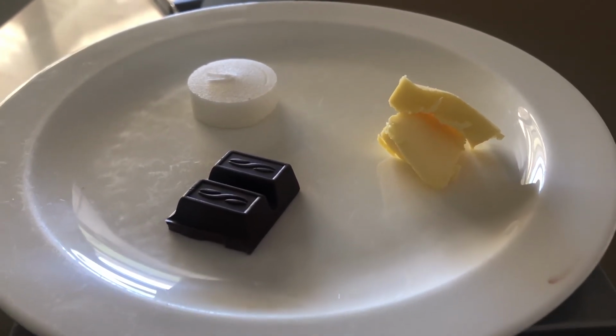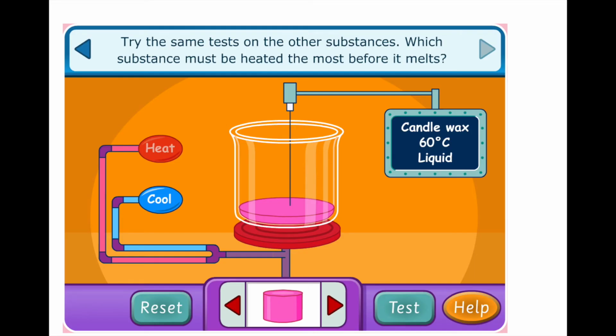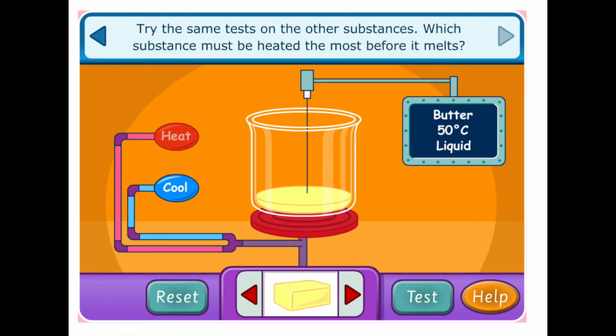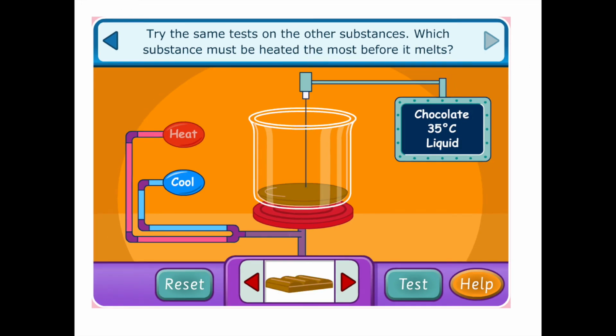I wonder, could we take this experiment further? Does this mean there is no correlation between degree of melting point and the speed it takes for the substance to turn into liquid? We know that the candle wax had a melting point of 60 degrees Celsius, the butter of 50 degrees Celsius, and the chocolate of 35 degrees Celsius.